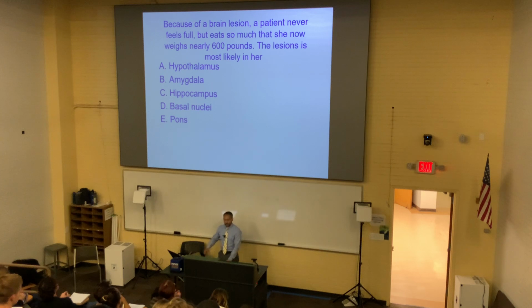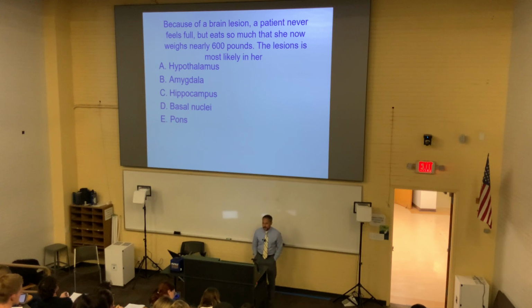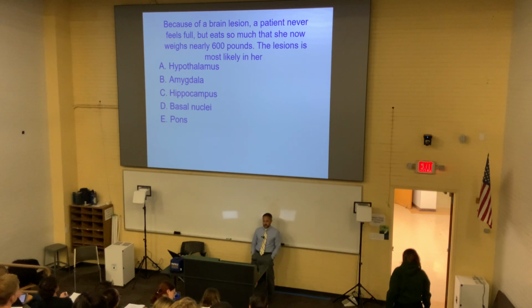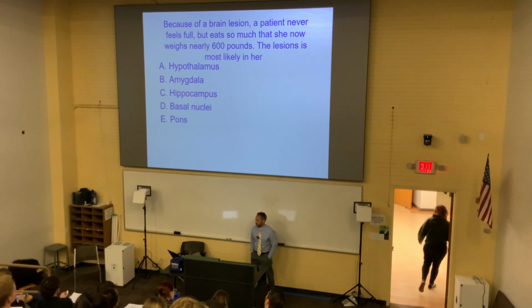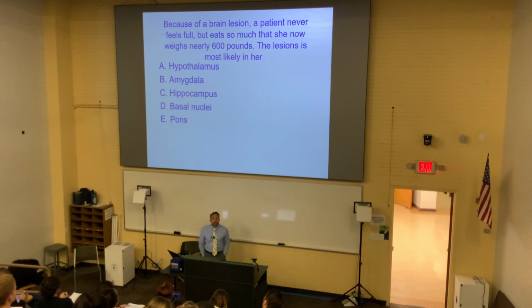Okay. Brain lesion. Patient never feels full, but eats so much now that she's nearly 600 pounds. The lesion is most likely where? Raise your hand if you got it. Hypothalamus, why? Hunger. Hunger centers.